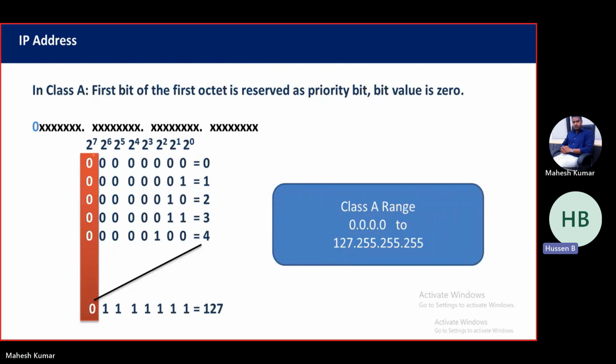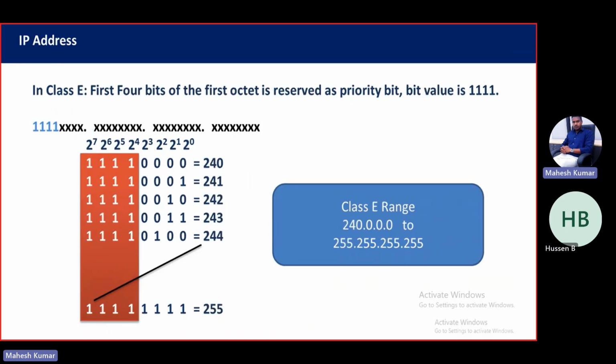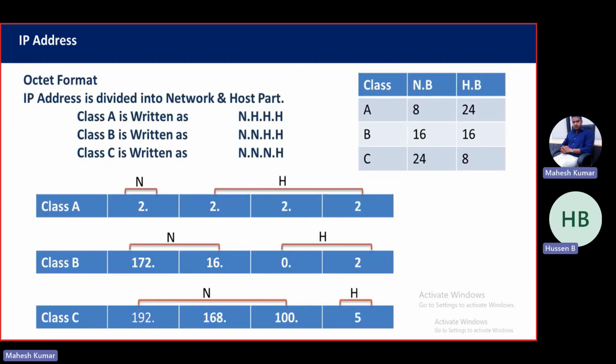Then in class B, the first two bits of the first octet are reserved as priority bits, the same thing which I explained. We need to identify the class like this only, by seeing the first octet of any value. Then the octet format. What is the octet format?